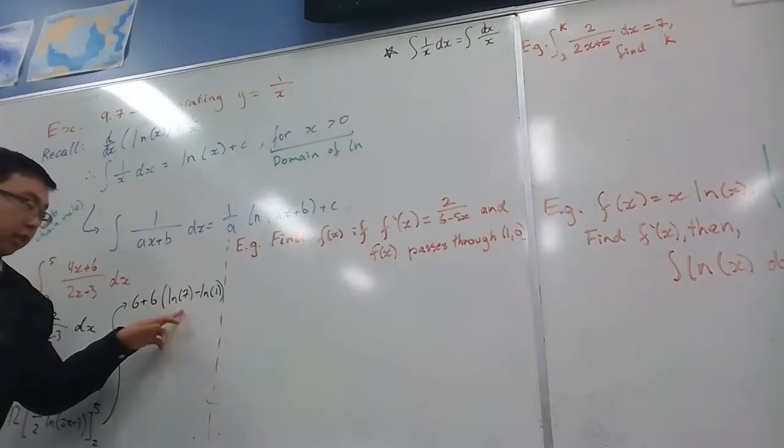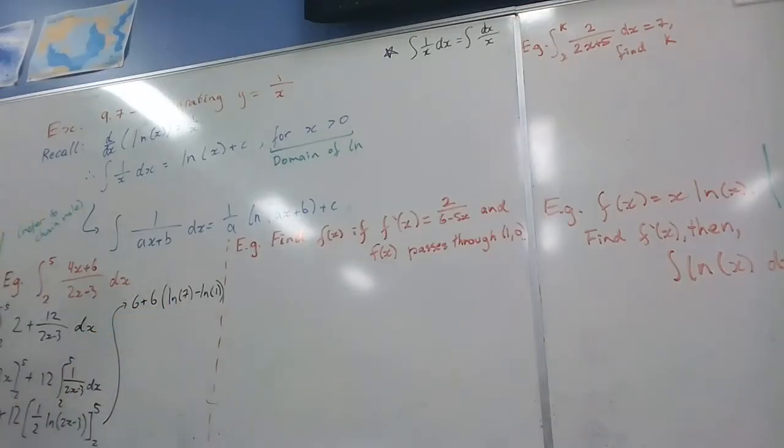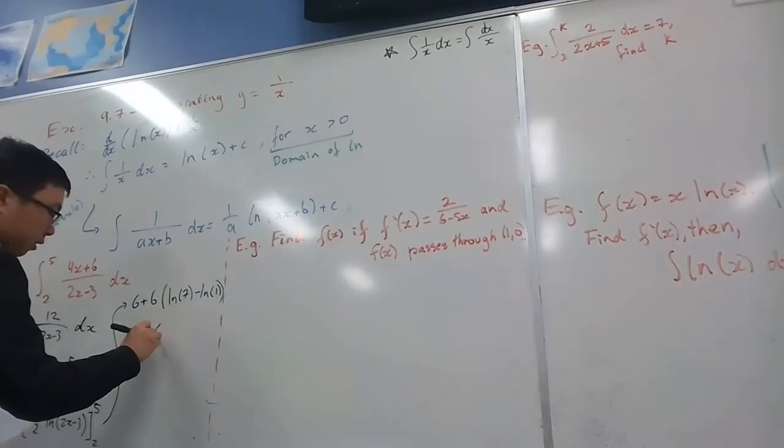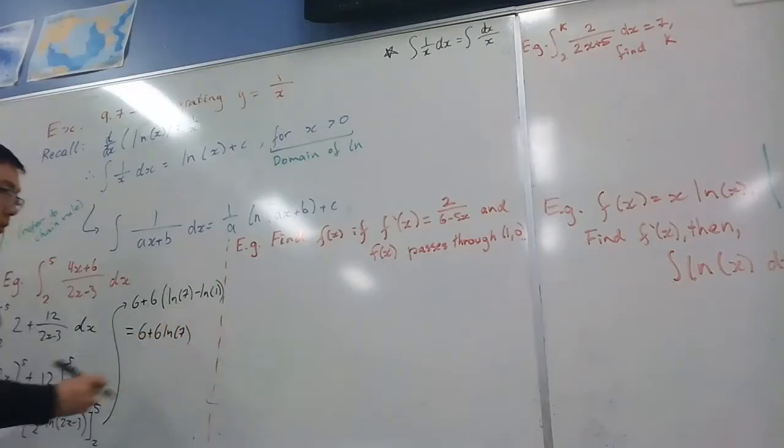ln or log base e of 7 minus log base e of 1, of course, because it's subtraction, right? Think back to your log rules. You should end up with an answer of 6 plus 6 ln 7, because it'd be 7 divided by 1, so 7. Any questions?